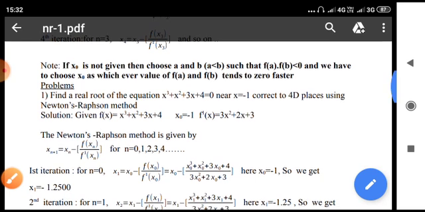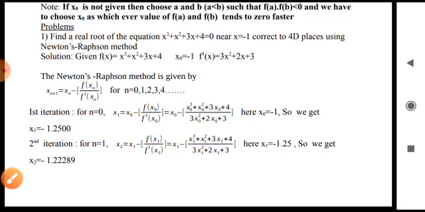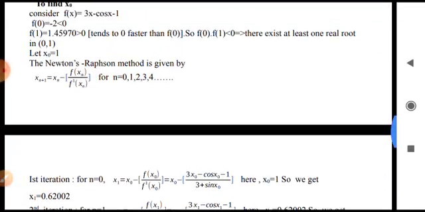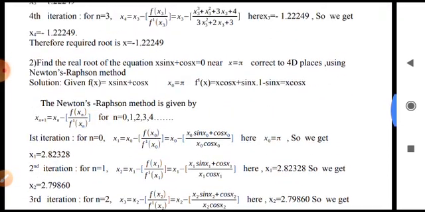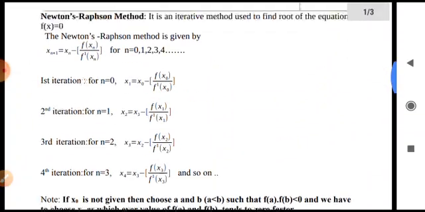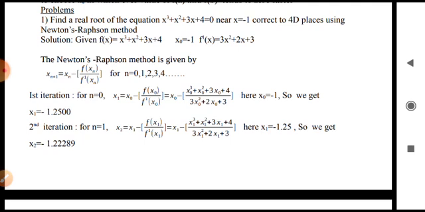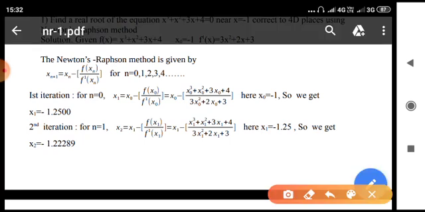First we obtain first iteration. To obtain first iteration we substitute n as 0 here. So what we get is x1 = x0 - f(x0) / f'(x0). We write f(x0).